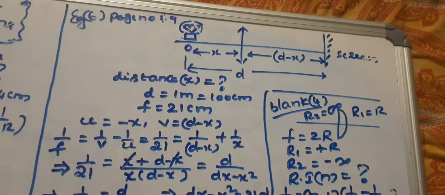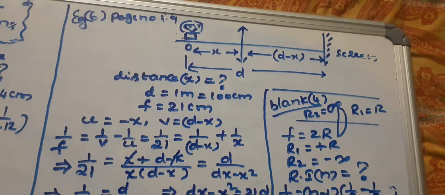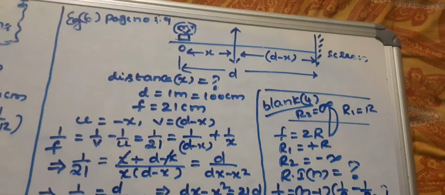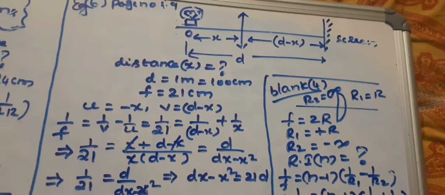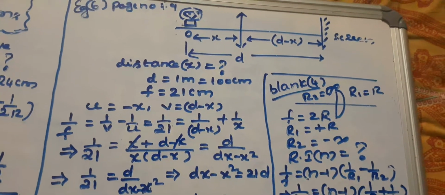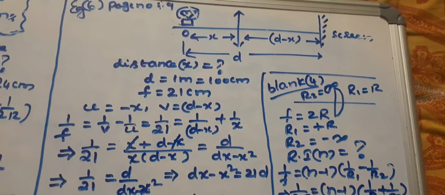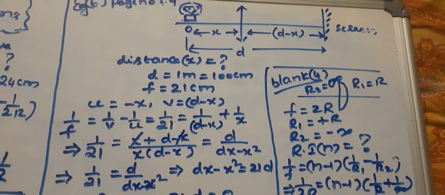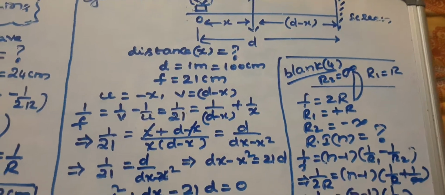So to get the image of object O as a point-sized image on the screen, what is the distance between the lens and the object O that we want to calculate? The distance between the object and the screen is 1 meter, which is given in the problem. The distance between the lens and the object is x. The distance between the object and the screen is taken as d, which is 1 meter, equal to 100 centimeters. The focal length of the lens is given in the problem as 21 centimeters.